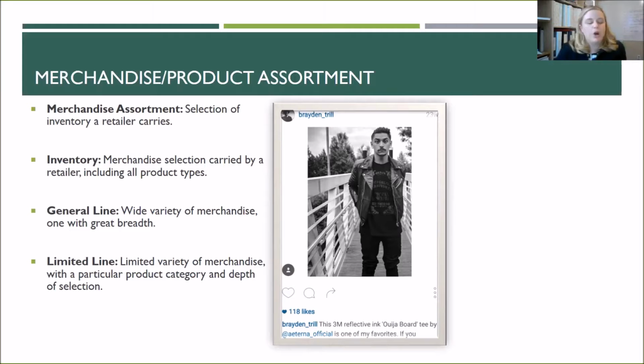So when you decide what product assortment you want, you have to decide if you want a general line or if you want a limited line. And a limited line is really discussing, let me go back to general line first. A general line is referring to a very wide variety of merchandise. So in other words, you have great breadth. So for example, this would be a department store that features women's, men's, children's apparel, and also home furnishings.